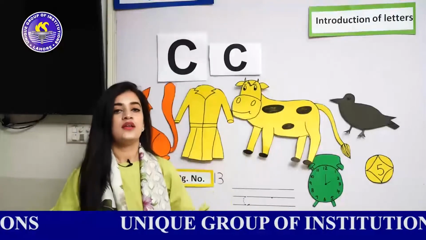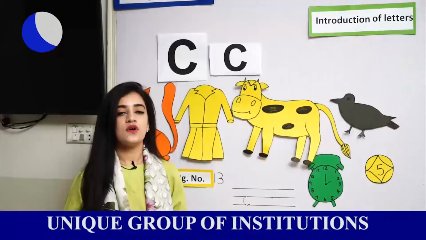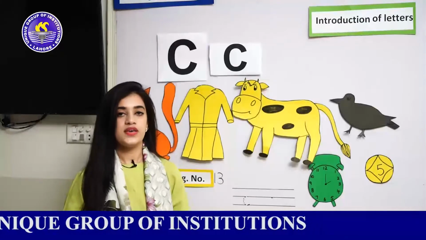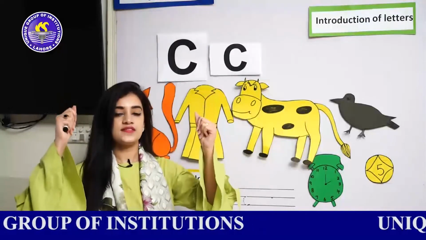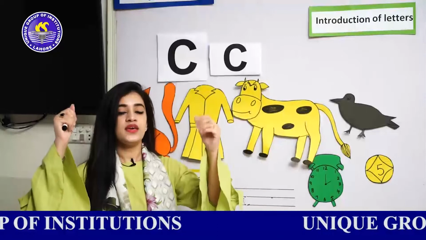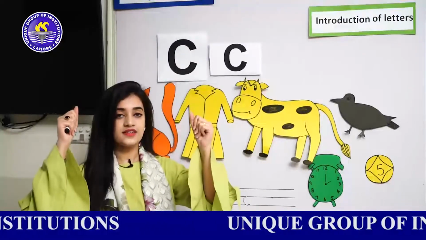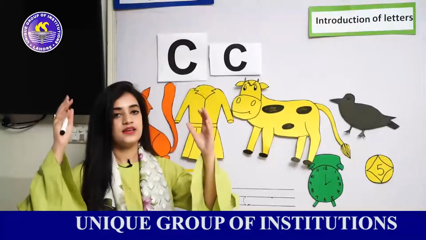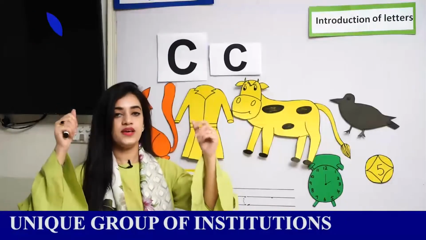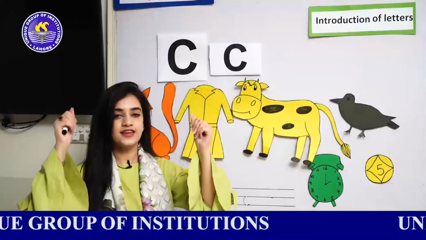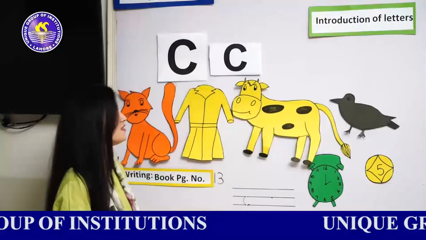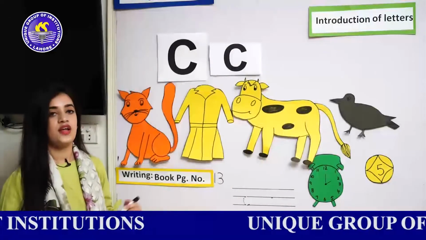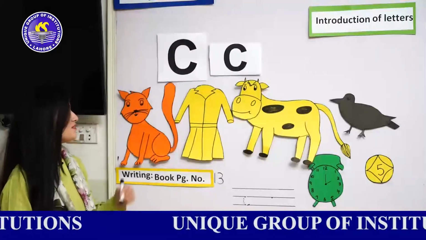Now I'm going to tell you the song of C. We are clicking castanets, k k k. We are clicking castanets, k k k. We are clicking castanets, clicking castanets. We are clicking castanets, k k k. This is C. K.